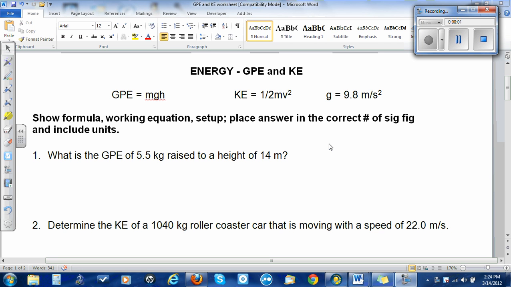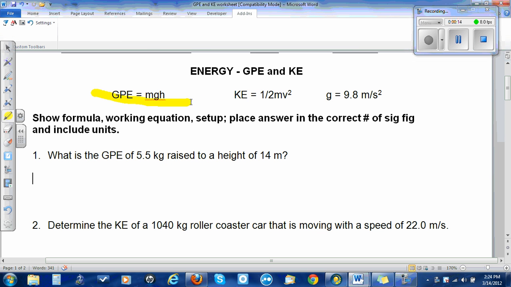Okay, as promised, I'm going to work through 10 problems here that are gravitational potential energy problems and kinetic energy problems. As you notice, the formulas are right here. So we'll work through some of these. Beginning with number 1: What is the GPE of 5.5 kilograms raised to a height of 14 meters?